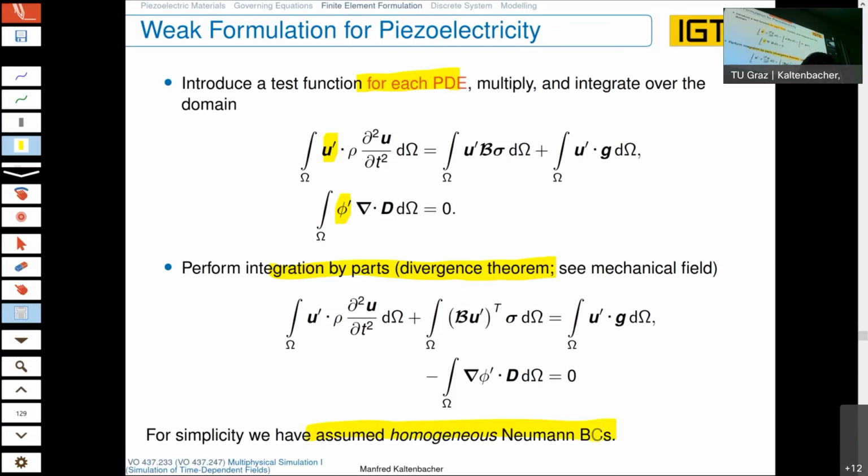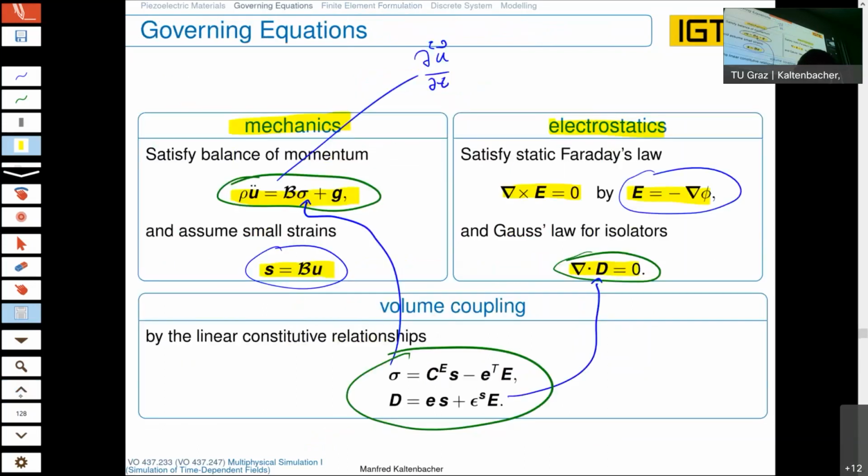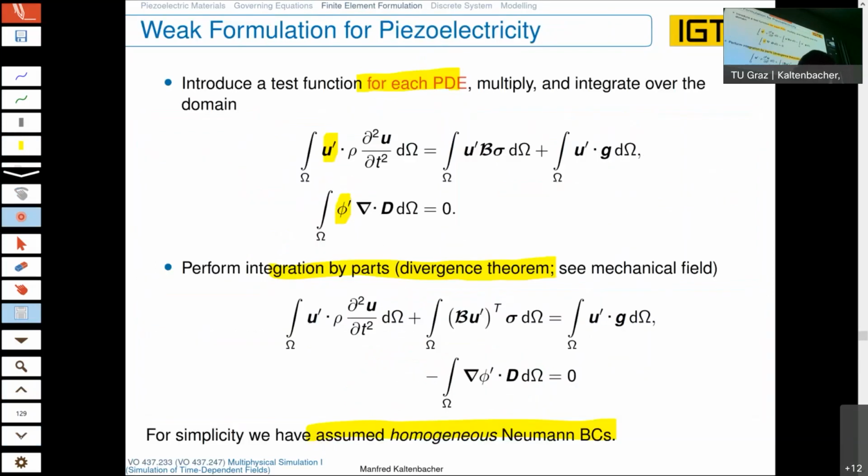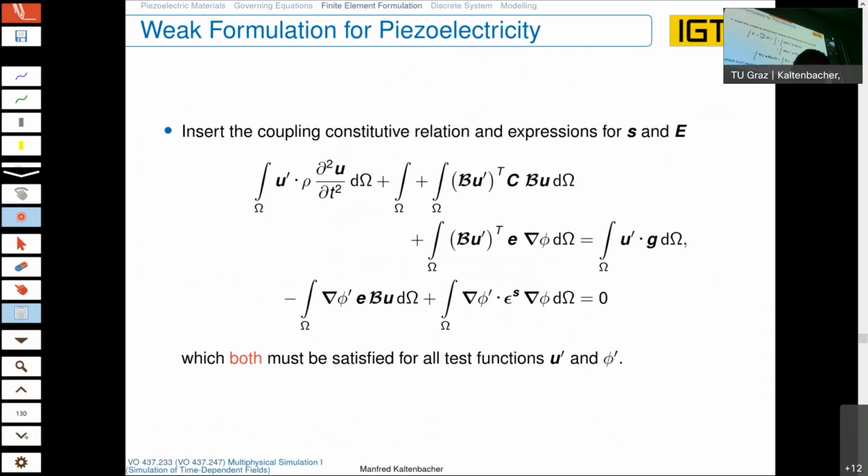And now we can use our relations. We use our extended material law and can now substitute in this equation our stress sigma and dielectric displacement via this constitutive equation.